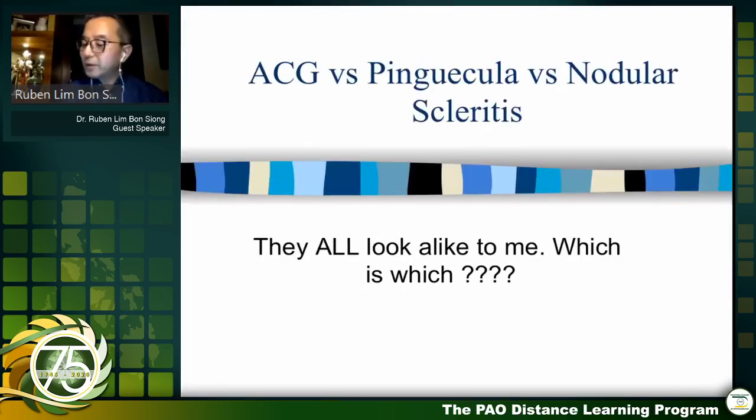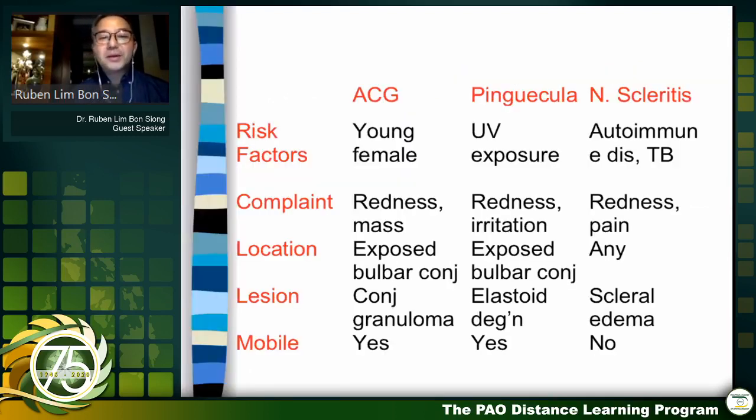So we're done with the allergy, and now we're in the last part of the lecture for today. We're now talking about ACG versus pinguecula versus nodular scleritis. Usually the problem is they all look alike. So which one is it really? First, risk factors.